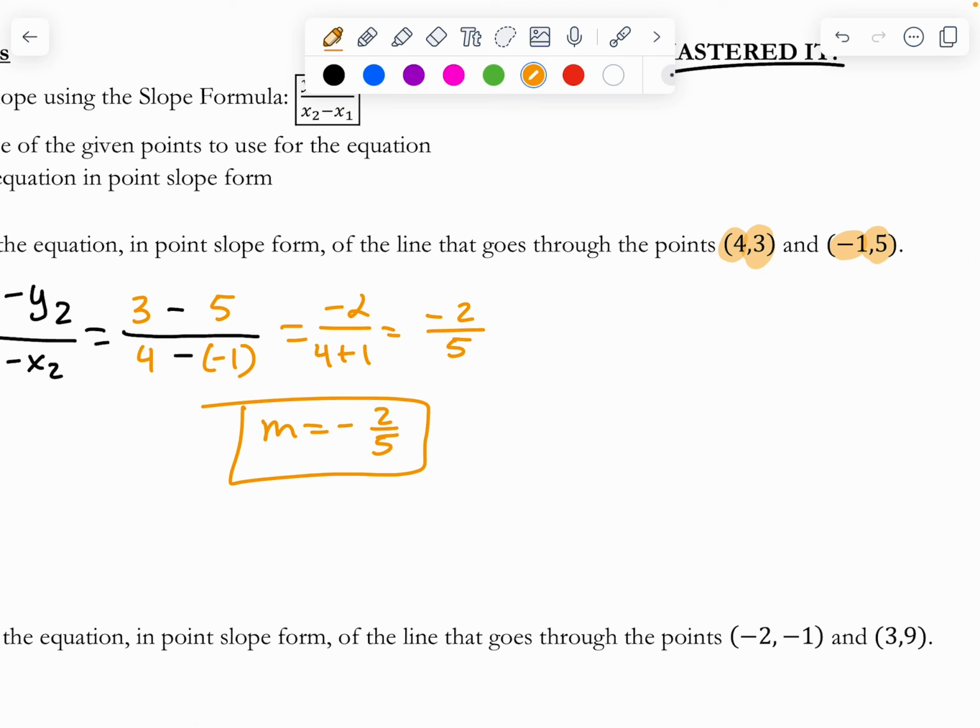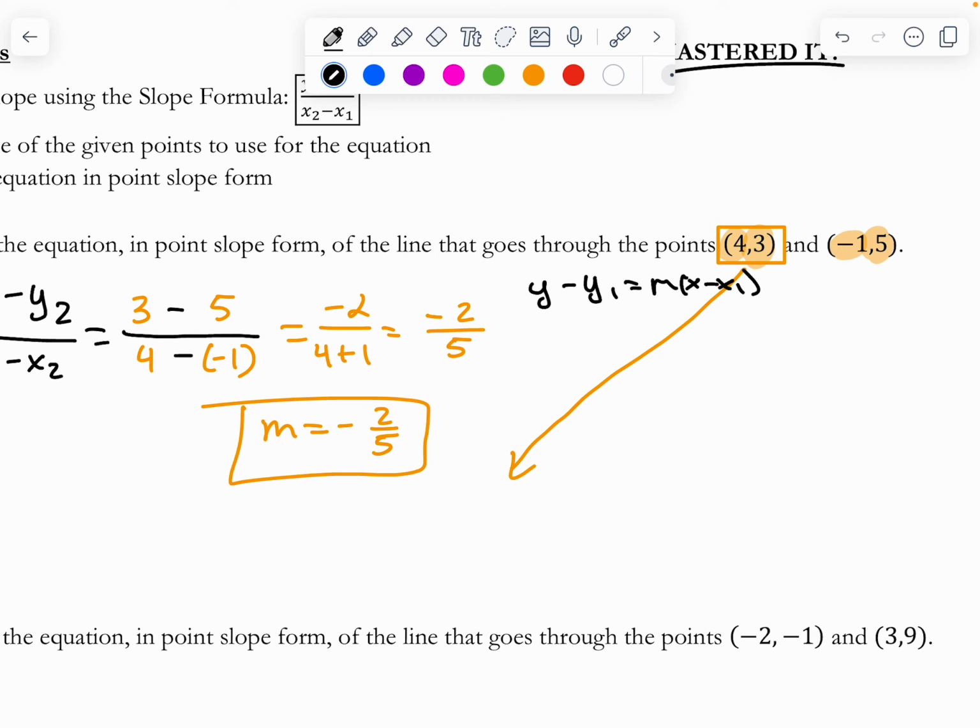The next step to writing our point slope form equation is to just pick a point. Doesn't matter which one. You can pick either one. I'll show you how it looks for either, but you only have to pick one, right? I only ask you to write the equation in point slope form. So if you pick this 4, comma 3, it will look like this. Again, we're reusing our y minus y1 is equal to m times the quantity of x minus x1.